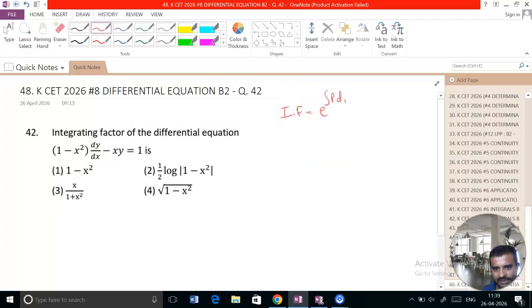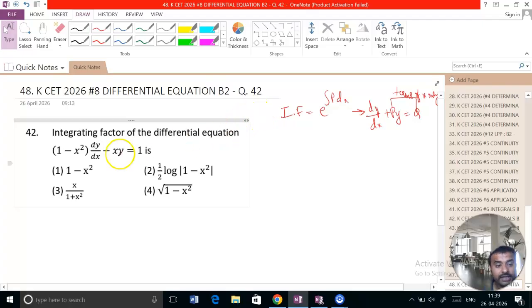Whenever you have the linear differential equation of the form dy by dx plus py is equal to q, where p and q are terms of x only. This is the time saving result you should know when it comes to integrating factor. So here this is not in the standard form of linear differential equation. If it is not in the standard form, we have to make it a standard form.